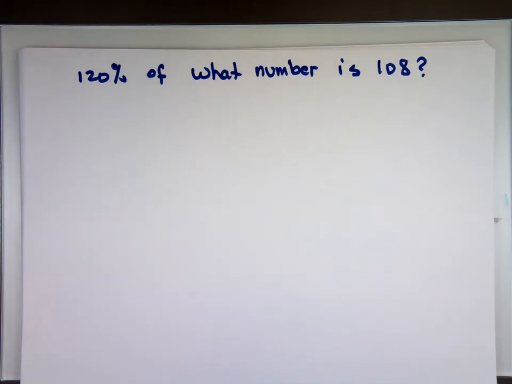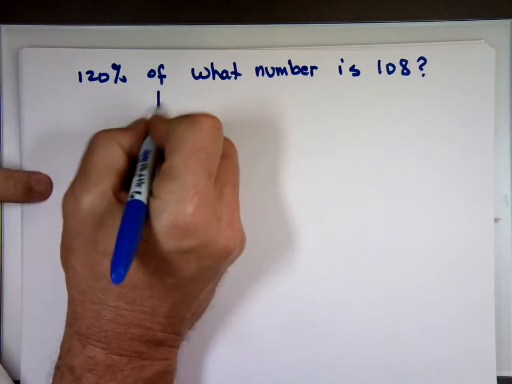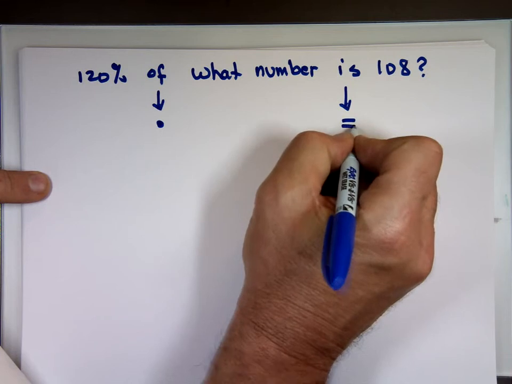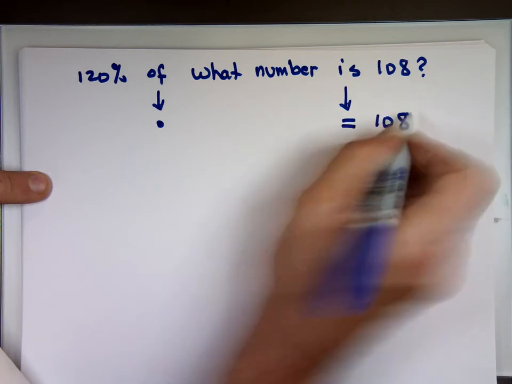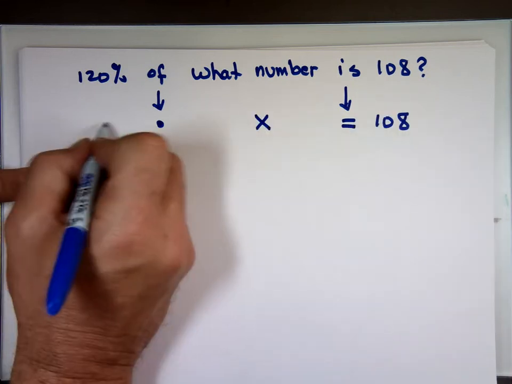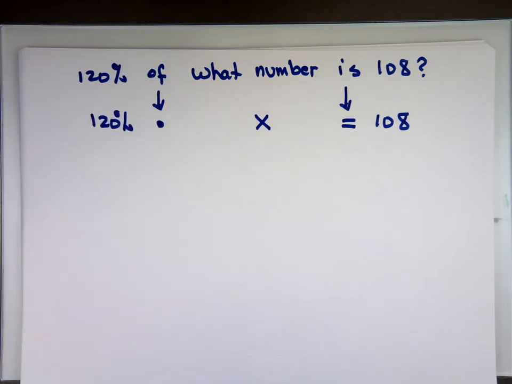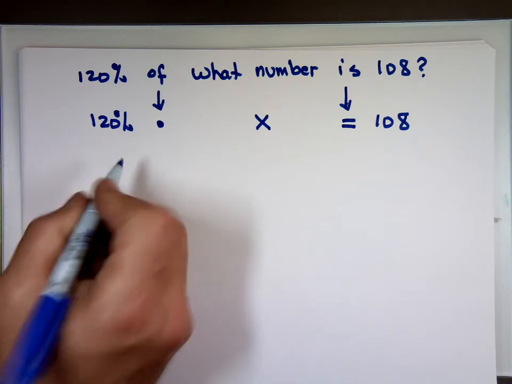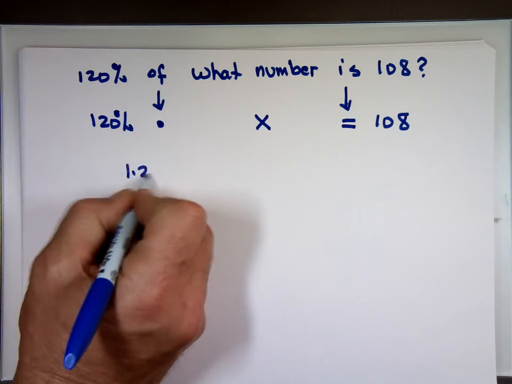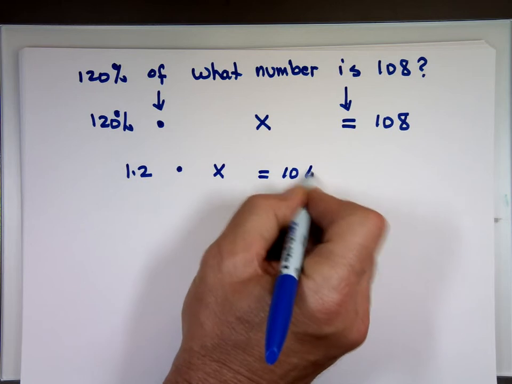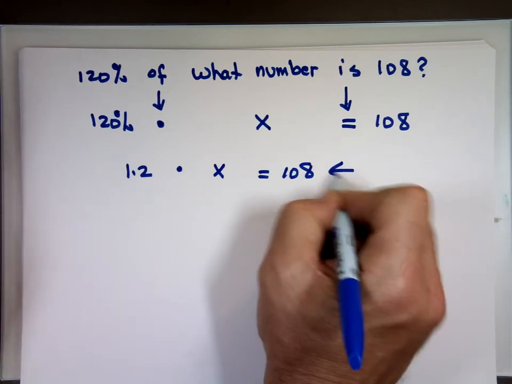To translate, here we go. Of means multiply, is means equal. Here's the 108. This is unknown. This is what? 120%. Can we leave it like that? You gotta change the percent to a decimal. That becomes what? 1.2 times x equals 108. And that's translation. Right there, you stop.